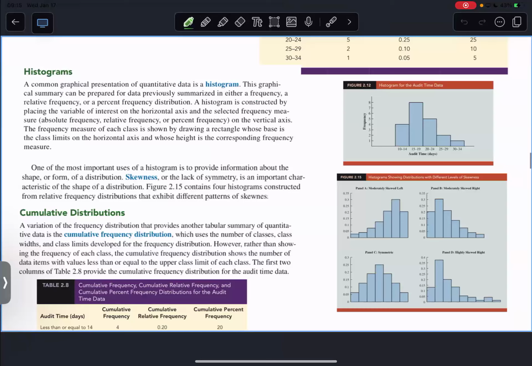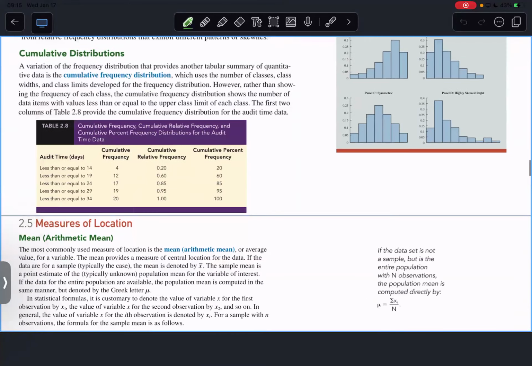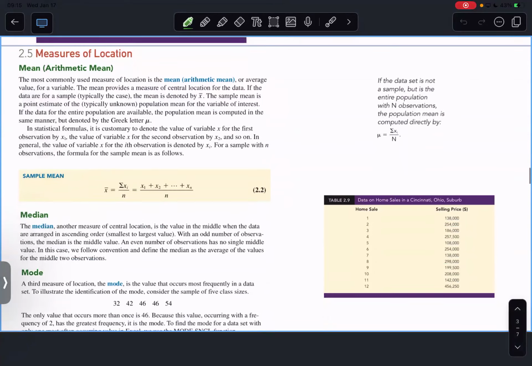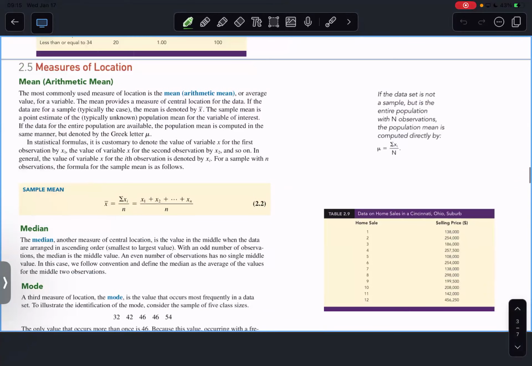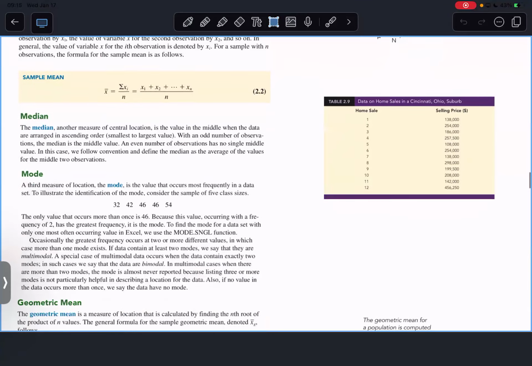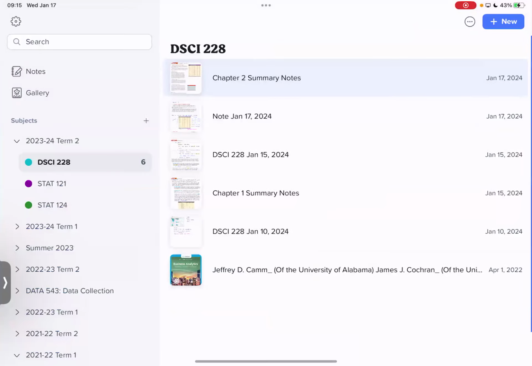Let's see here. Feel like I skipped that, but that's okay. I'll add those in later.